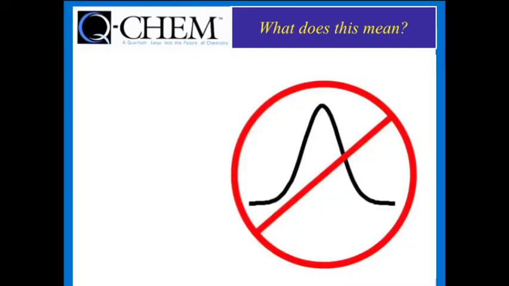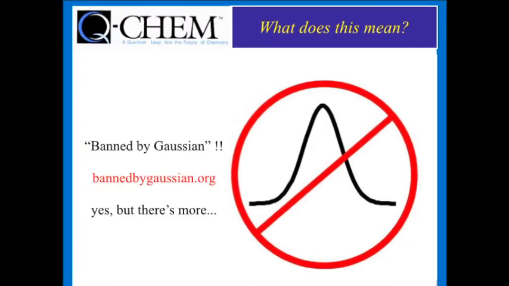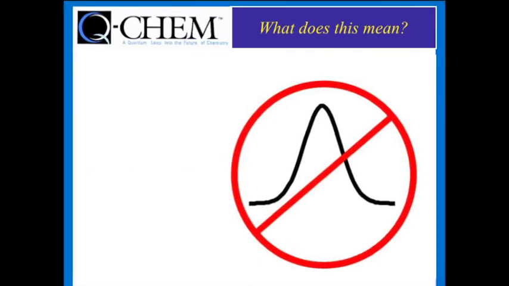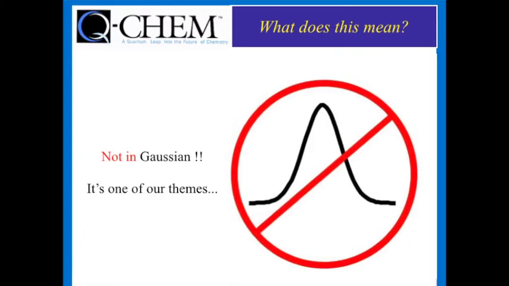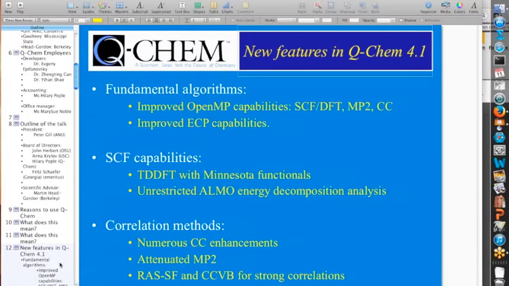All right, so there's a familiar emblem to many of us in the Q-Chem development community, because most of us are banned by Gaussian, and so that's the common meaning of that symbol. But to us as Q-Chem developers, it means something else as well. It also means that a lot of what we do, since we're banned by Gaussian, is actually not in Gaussian, and so unique features that are only available in Q-Chem is really one of the themes that we like to stress.